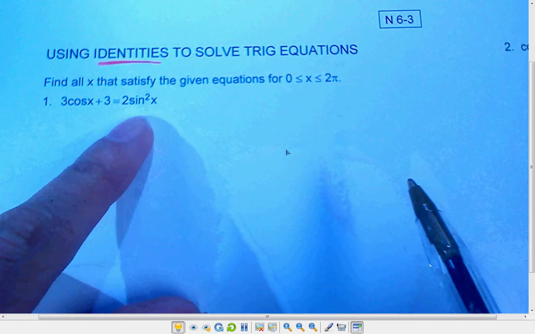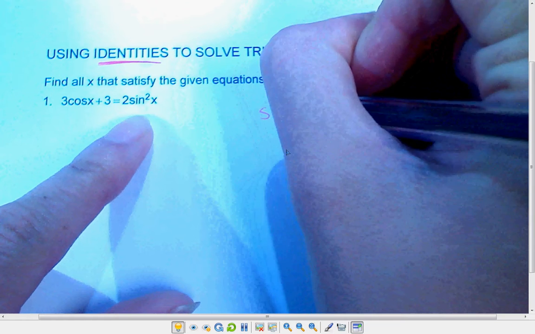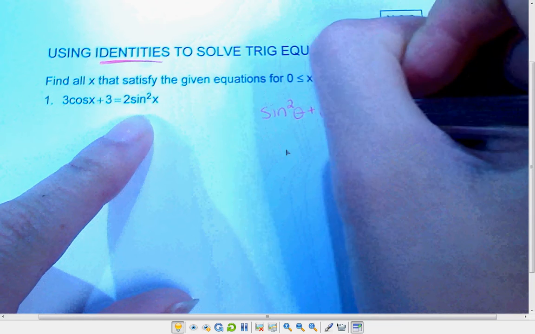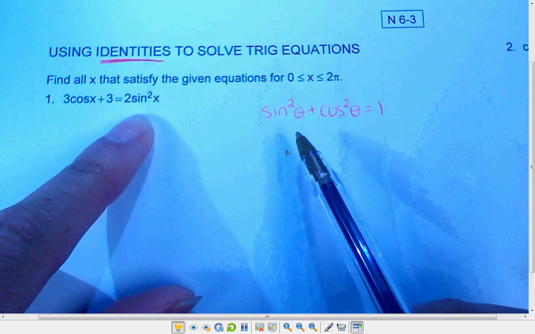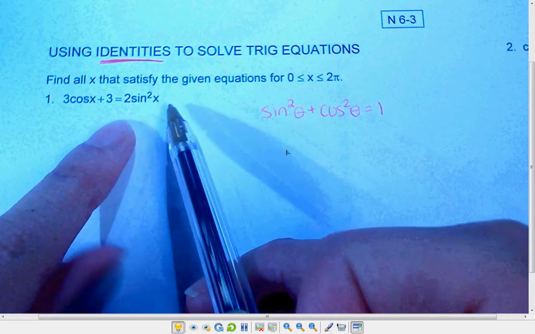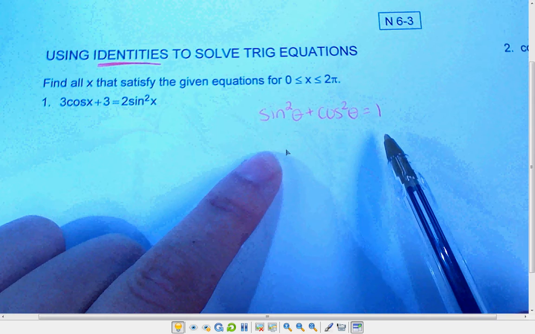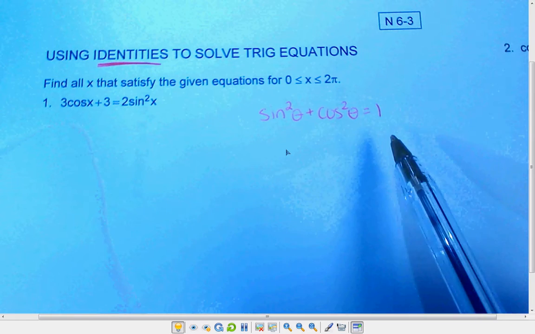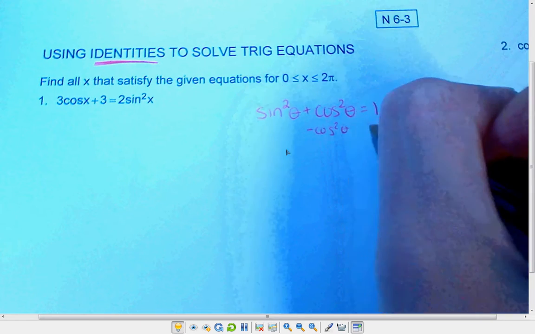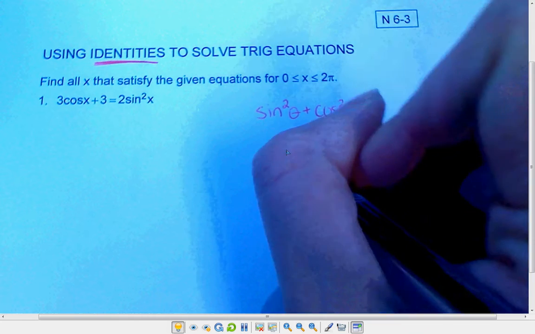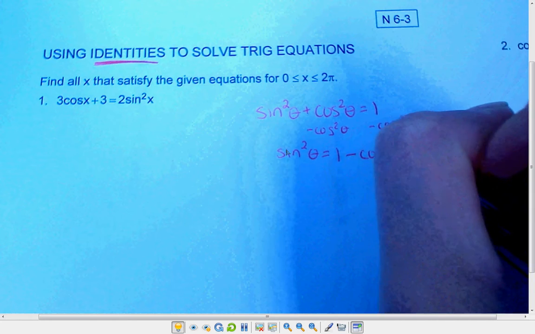Because this is a sine squared, I know I have an equation using sine squared and cosine squared, which is the green one up on my chart. So what I want to do is replace my sine squared with the other part of this equation so that it could be a cosine, and then I can solve it like I have been doing. So what I'm going to do is subtract cosine squared from both sides so that I'm left with sine squared on just one side.